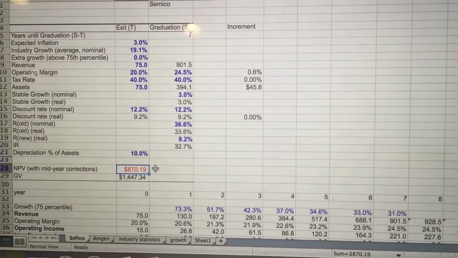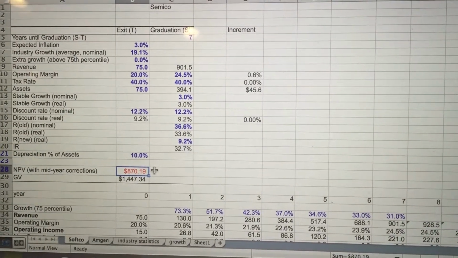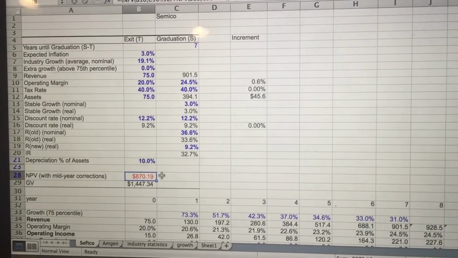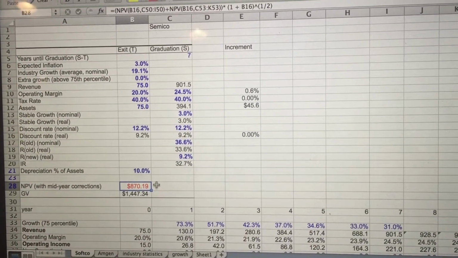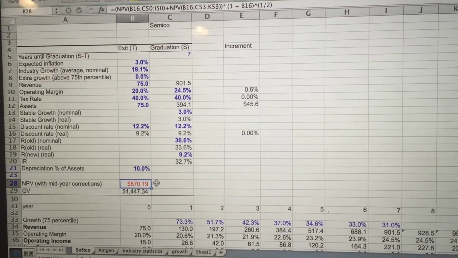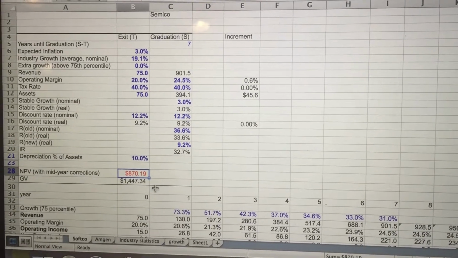870.19. We compare this number with the 400 given in the question, and we notice that since the 870.19 is significantly larger than 400, therefore there is no adjustment needed in this question.